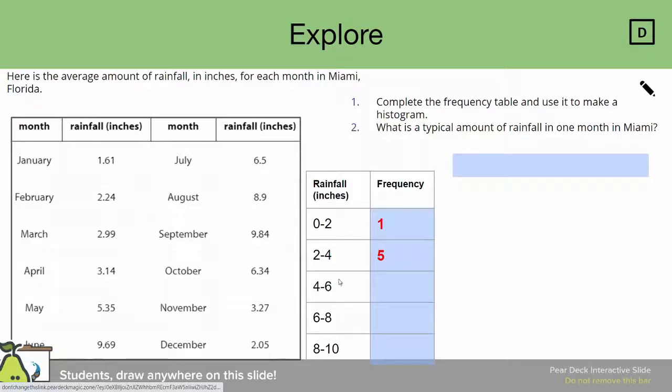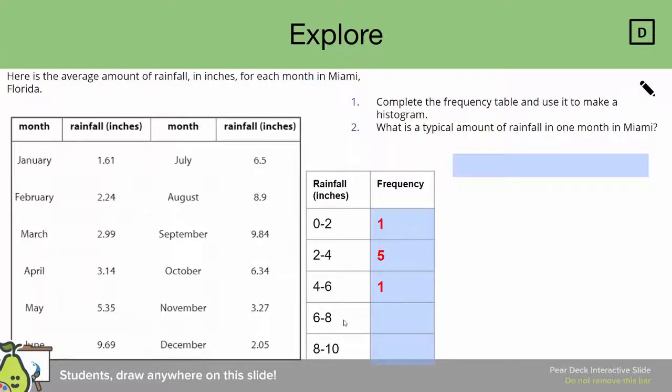Good job. Let's move on to 4 to 6. If you said we only have 1 value, you are correct. Between 4 to 6, we have a value right here in May. This is over, that's too much, and that is it. So May is going to be our only month.